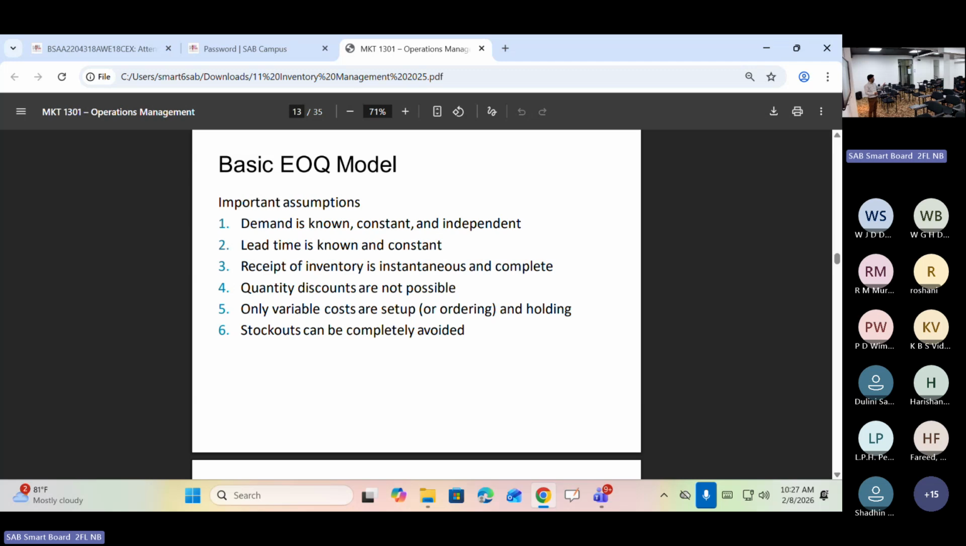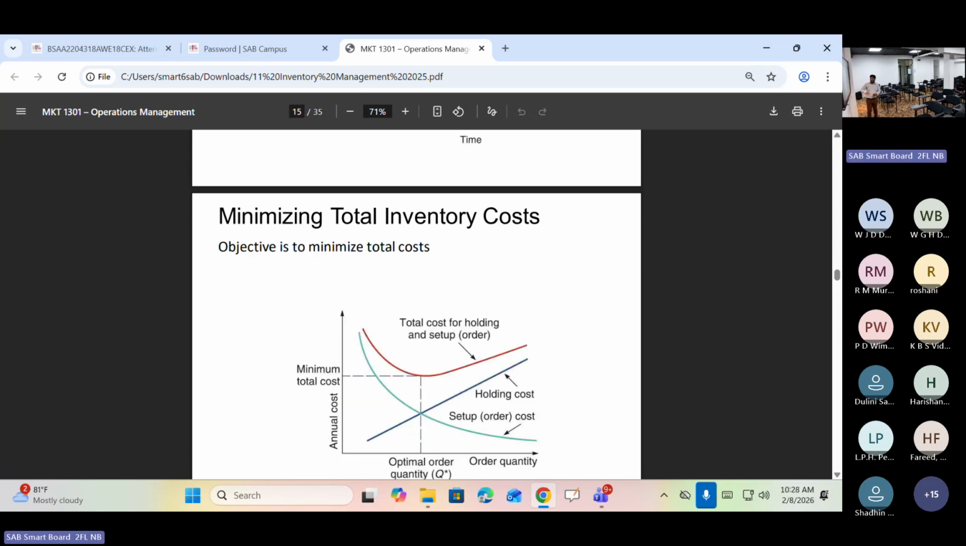Have you studied this before for some other subjects? Yeah, for cost management. Yeah. So it's not a big deal.